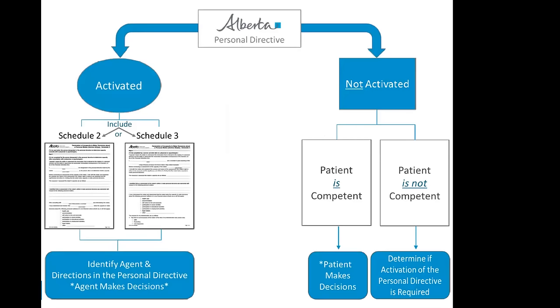So if it is activated, we're looking for that Schedule 2 or 3, and then we're identifying the agent and making sure that the agent makes the decisions. If it's not activated, then we're looking to see, is the patient competent? Then the patient makes their own decisions. But if the patient is not competent, then we need to determine if it's the right time to activate the personal directive.